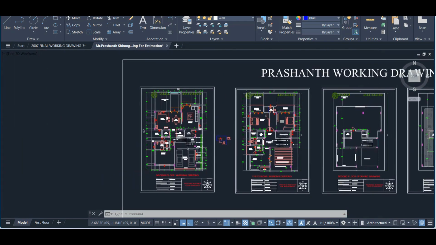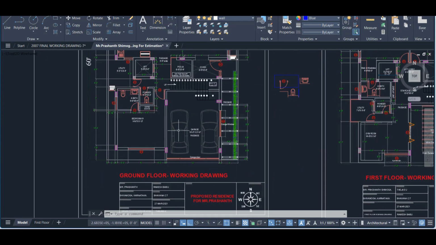So this is how we have to read it, and keep in mind that you are doing all the plans using standard values, that is, the wall thickness: the main wall is about 9 inch, and the partition wall is about 6 inch, like that.